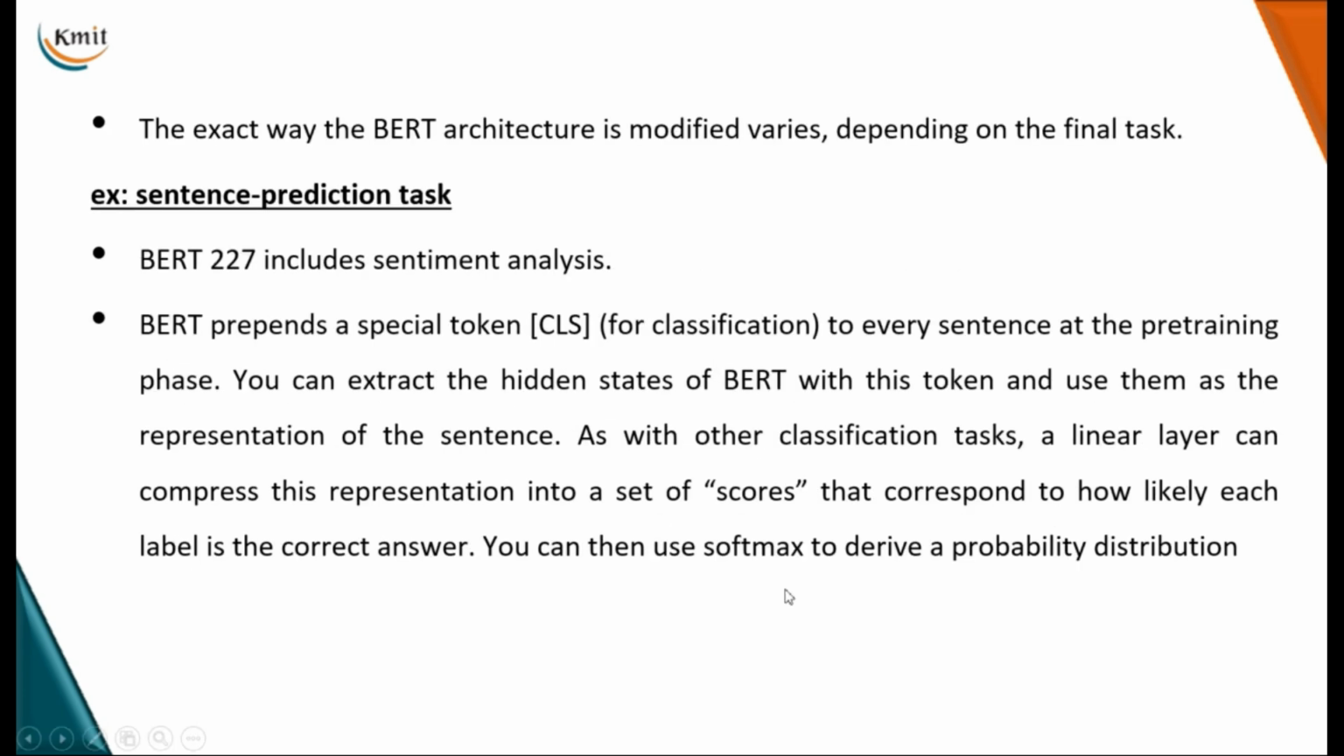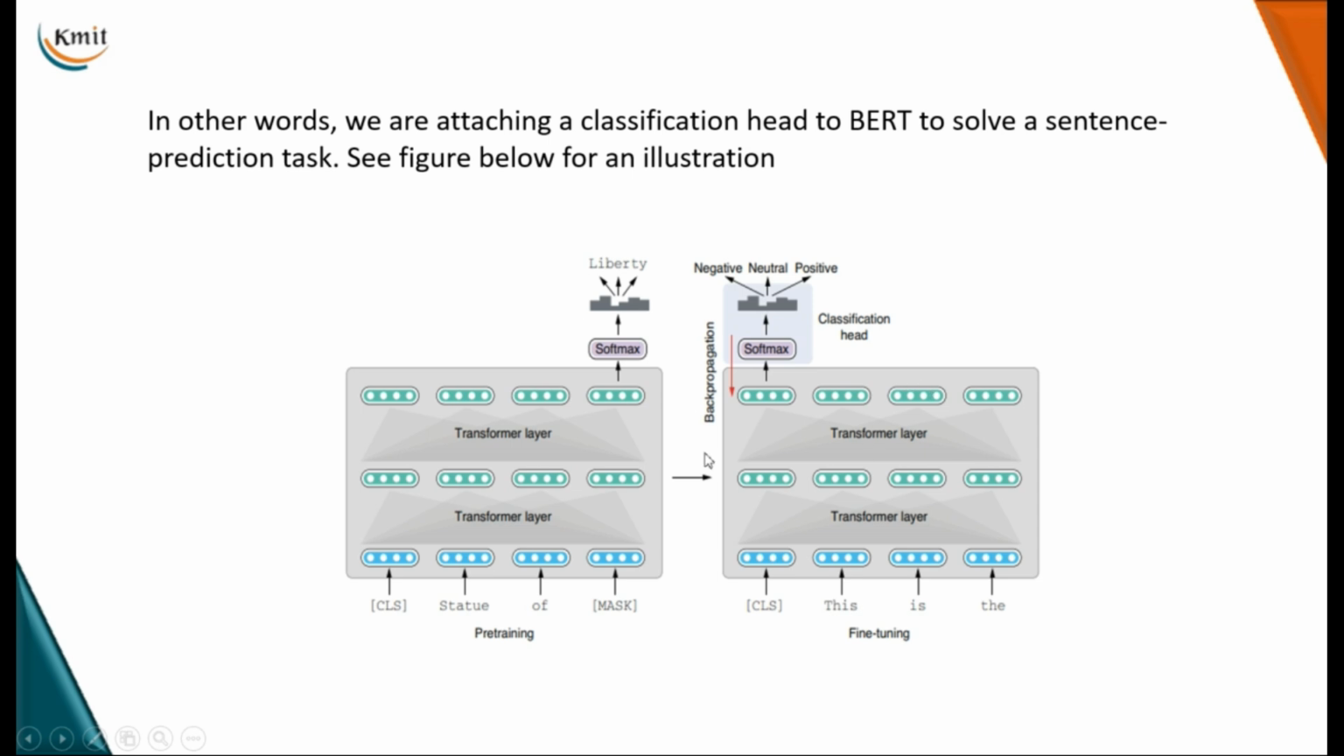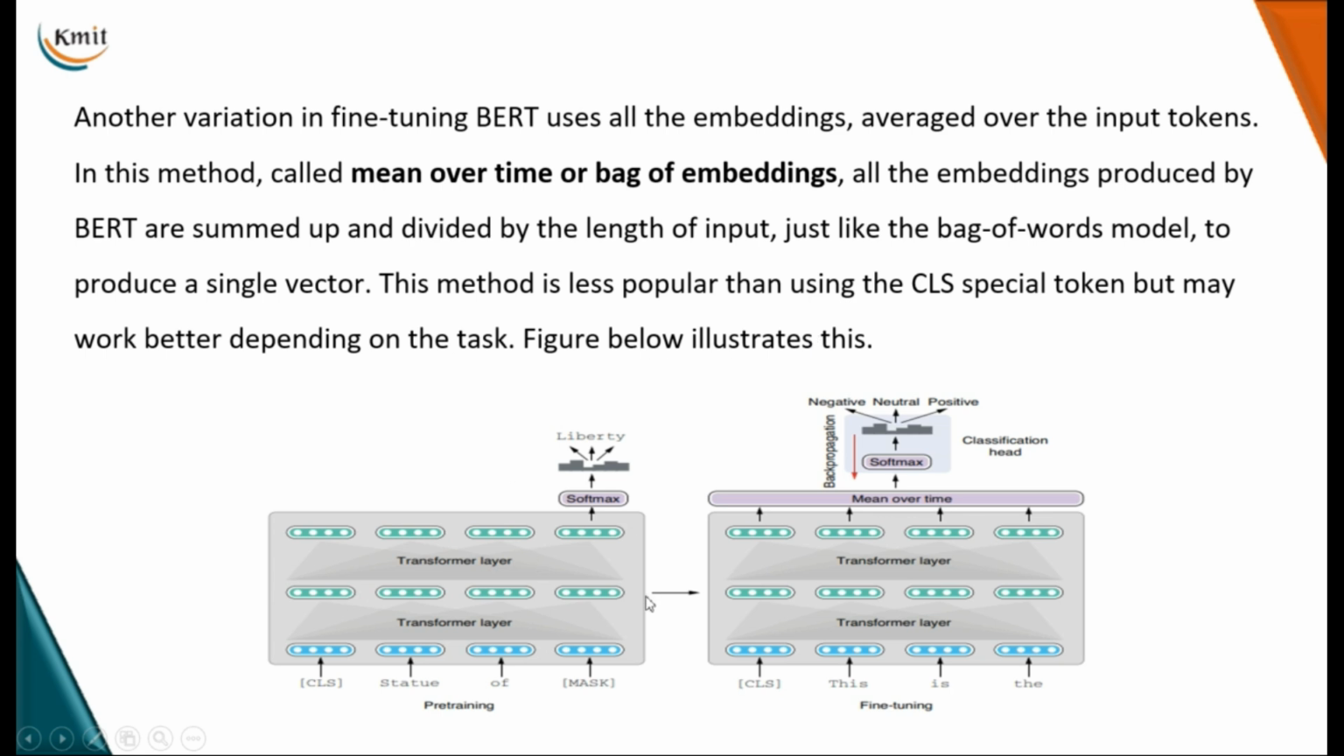The next one is the sentence prediction task. BERT adds a special token called CLS to every sentence in the pre-training task, from which you can extract the hidden states of BERT, so that the probability distribution can give you good accurate results. As you can see here, pre-training and fine-tuning are the tasks that we do. A classification head is added in the second stage, with which you can classify the given sentence into different outputs.